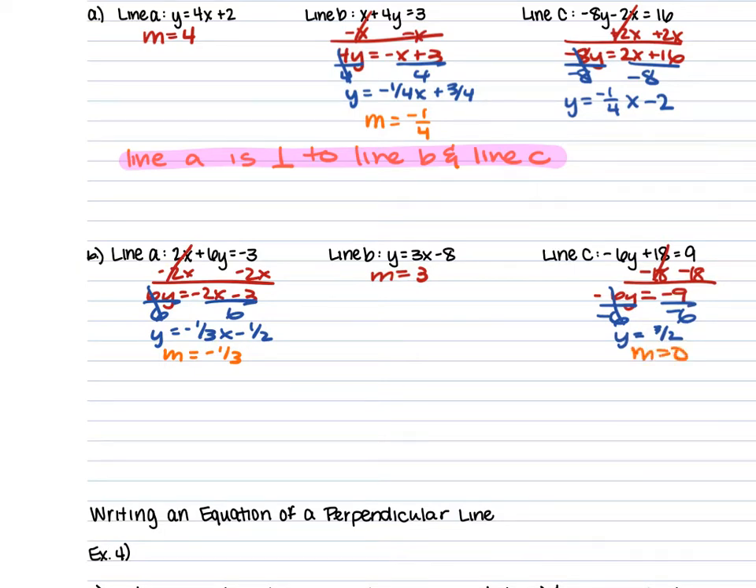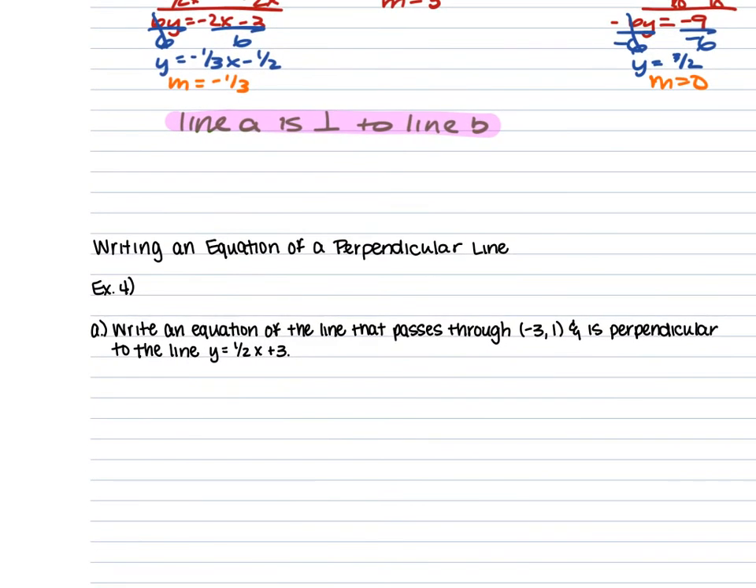So the only lines that are perpendicular are line A and line B. So line A is perpendicular to line B. Again, perpendicular lines have opposite reciprocal slopes.